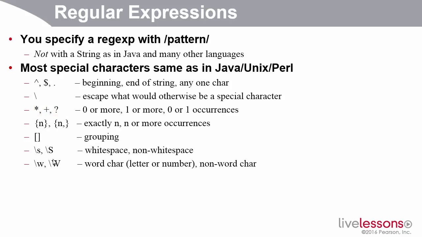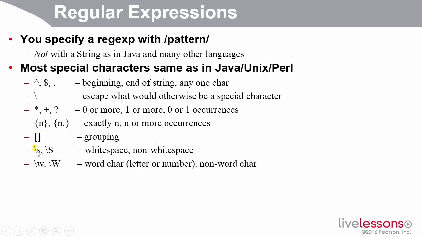If you put things in curly braces with a number, it means the thing in front of it occurring that number of times or that number or more times. Putting it inside square brackets, you can group things. If I put A, B, C in square brackets, it means any of A, B, or C.